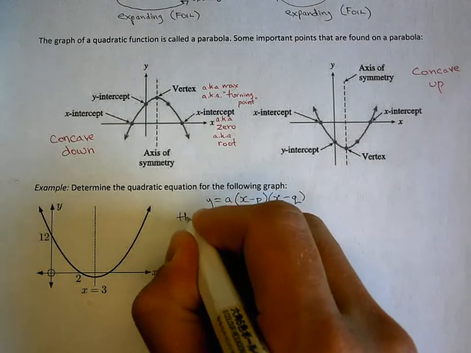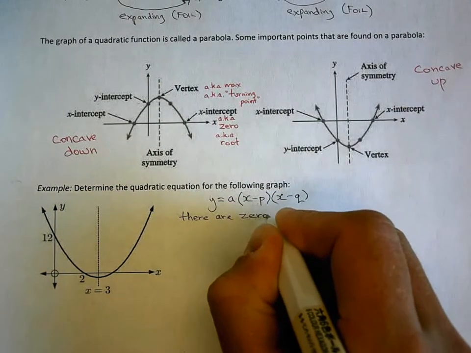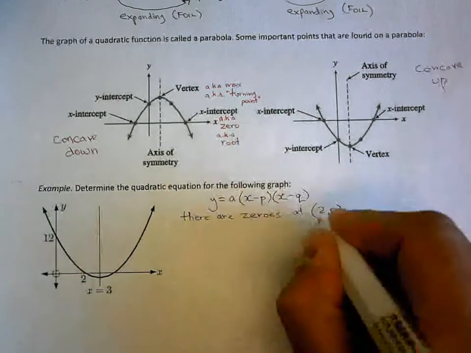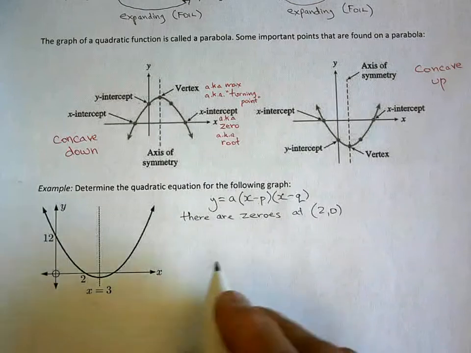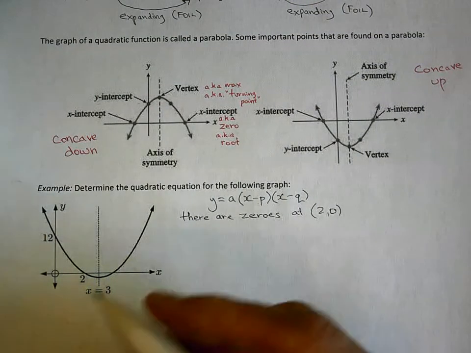Well, there are zeros at (2, 0). That's one of my zeros. And do I know my other zero? It's not marked here, but I do know it.